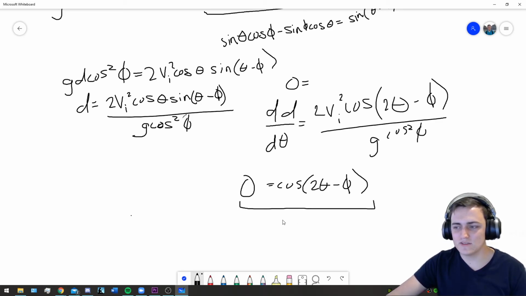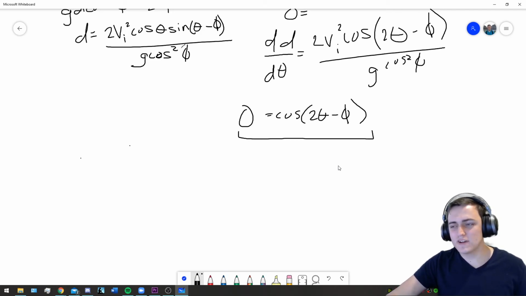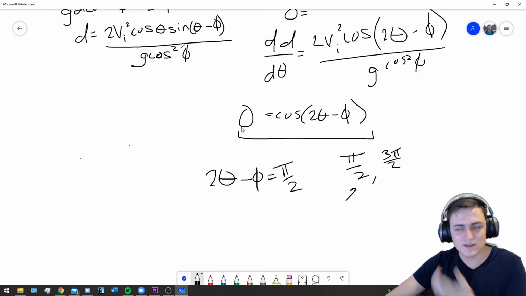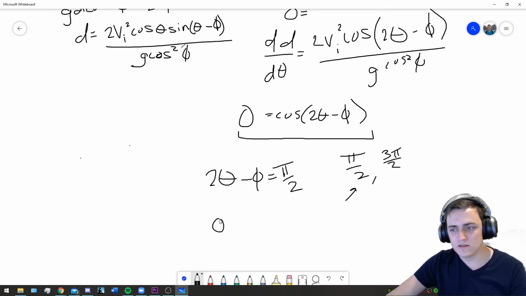So we want to set this to 0. So we know that cosine is 0 at pi over 2, 3 pi over 2, and so on. And we're just going to use the first solution. And so we know that inside, 2 theta minus phi needs to be equal to pi over 2. And if it is, then this term is going to go to 0. And so now all we have to do is solve for theta, right? Where theta equals pi over 2 plus phi divided by 2. And well, pi over 2 is 90 degrees. So why don't we just change it to degrees? It's a little bit easier to work with.